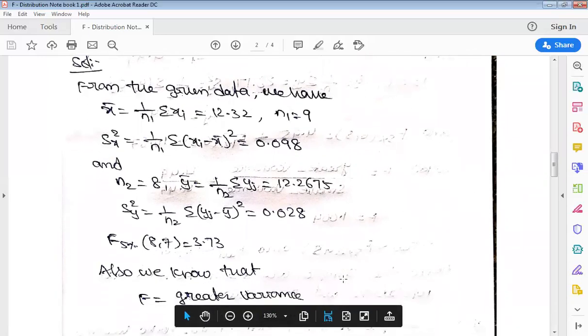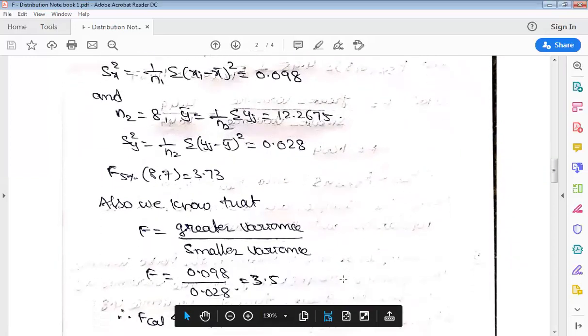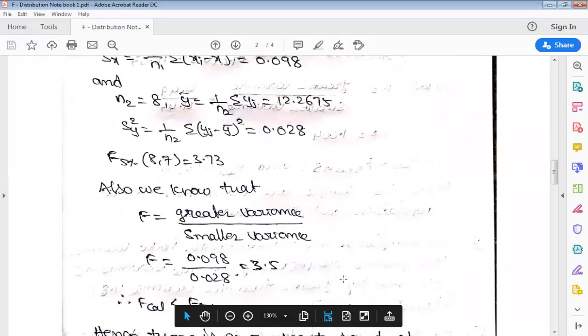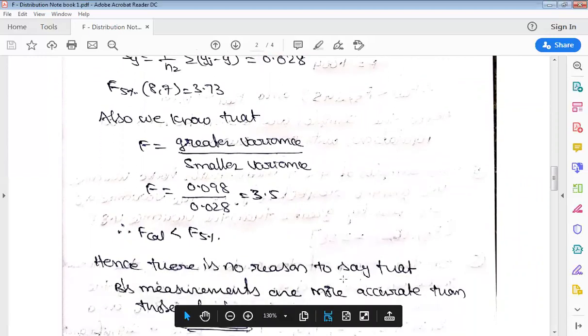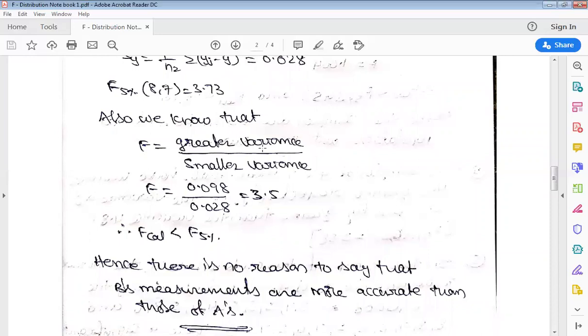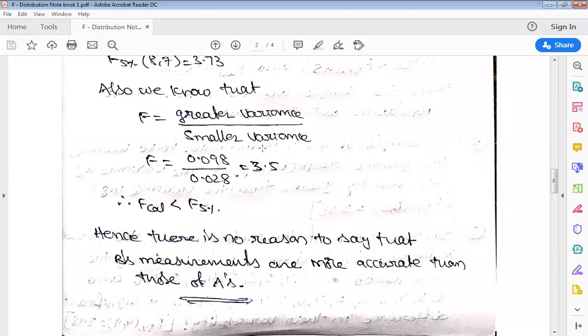Now, we use the formula for F, which will be greater variance by smaller variance. So F, we get it as 3.5. Here, we can see that F calc is less than F 5%. F 5% is 3.73. Hence, there is no reason to say that B's measurements are more accurate than A's.